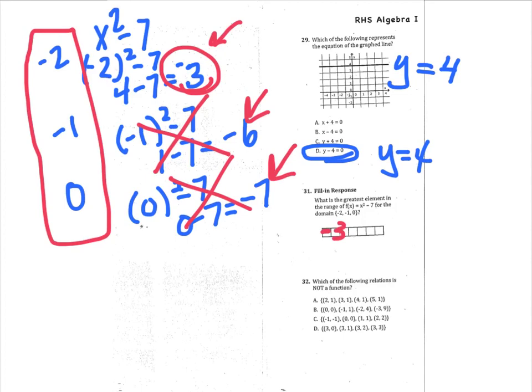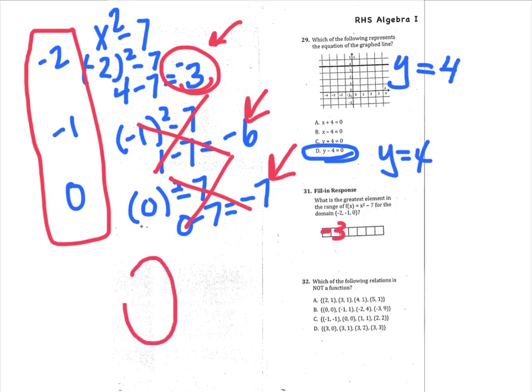For number 32, we are looking for which of the following relations is not a function. I'm going to look at my domain values, and if a domain value repeats, so you're looking at the x values, then you're going to want to check to make sure that it doesn't go to more than one place. So I see choice D as having only one domain value.